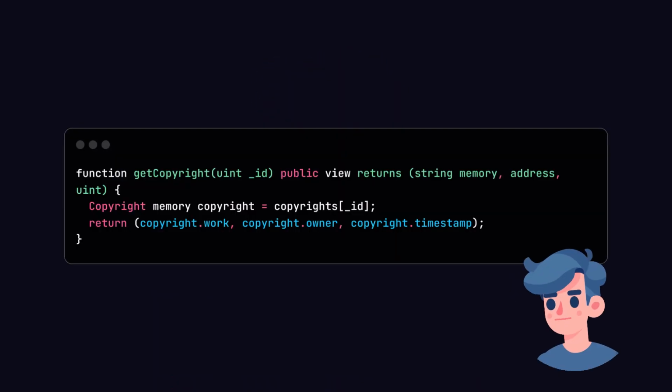With blockchain, every transaction is recorded, which means you have a transparent record of when and who registered a copyright. This can be crucial evidence in case of legal disputes. Next, let's implement a function to retrieve stored copyright information by its ID. This will provide you with the ability to verify your works and prove ownership.